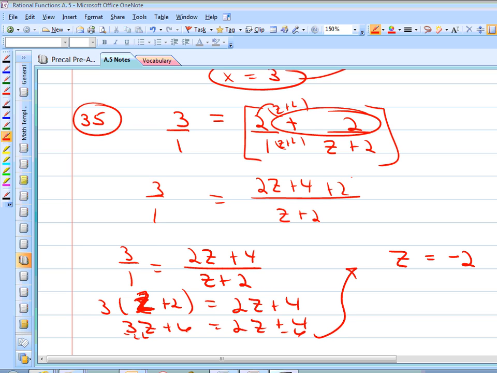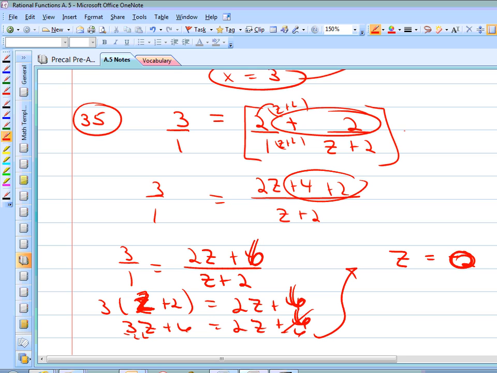The 4 plus the 2 would have been a 6. This should be a 6. So this would be a 6, and this would be a 0. So we would get z equals 0. Sorry about that. Now, let's go back.